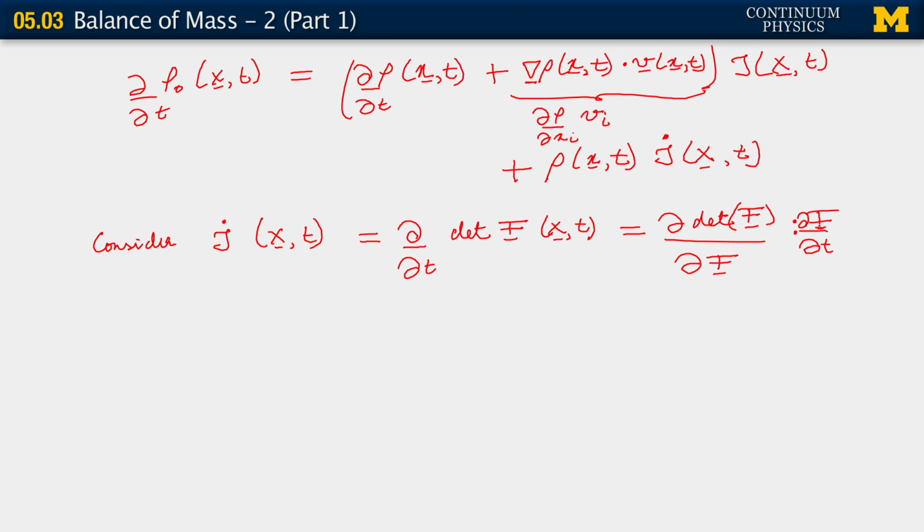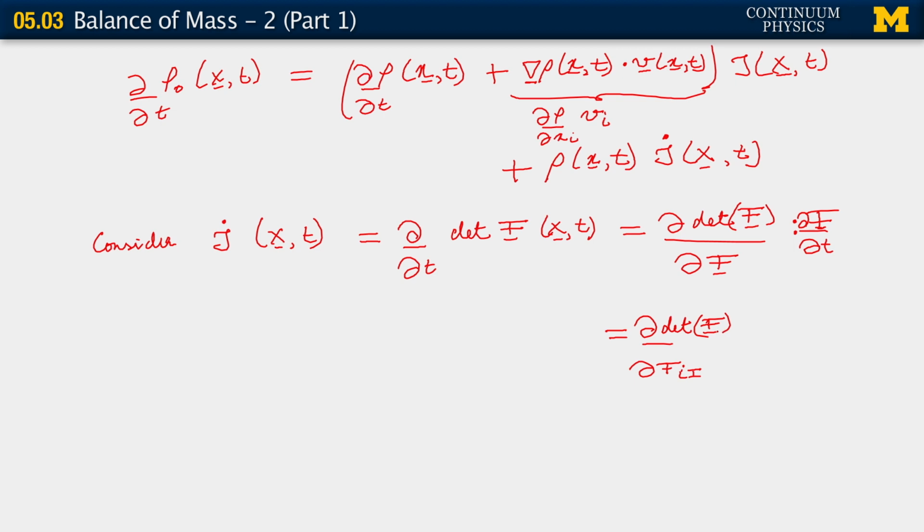F is a tensor. Just to make clear what is happening in that last step, I'm going to write it in coordinate notation. It is the derivative with respect to F little i capital I of the determinant function of F.